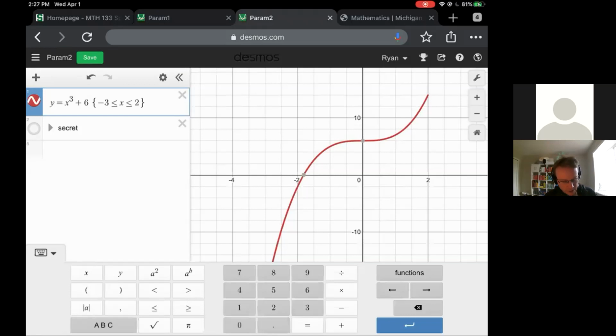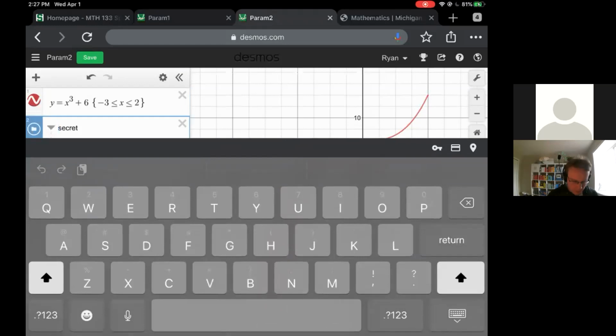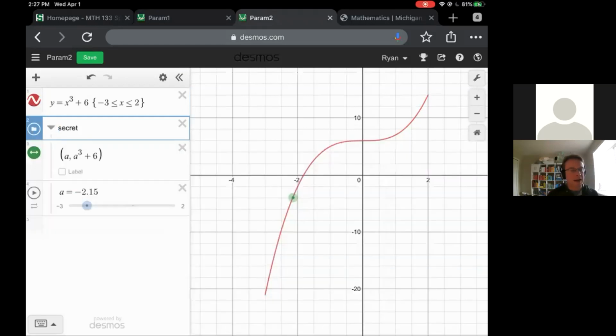So that's just specifying that I don't want it to graph forever. And now I could go ahead and hit this secret button, and you can see, oops, keyboard came up, that for x, I plug in my parameter, which in this case I'm using a, and for y, I do a cubed plus 6. And let's just see what happens if I hit play here. Notice that I have my a ranging between -3 and 2. It exactly parameterizes this curve. We've created a point that wanders back and forth along this curve here. So yes, this is a great way to verify our answer.